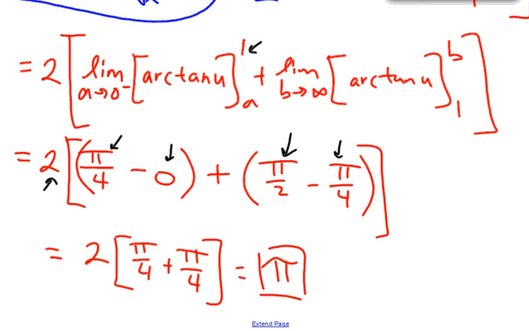Okay, so that is the second type of improper integrals, and in class we'll do that final example in the notes.